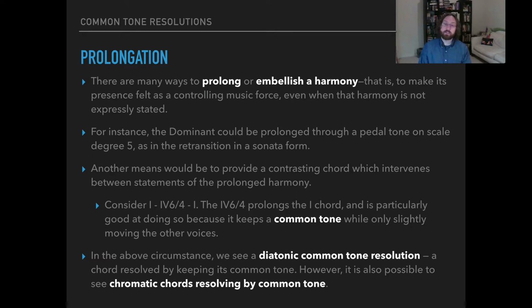Let's consider, for instance, the key of C major, and we'll go from a statement of a C major chord to a 4-6-4 chord and back to C major. This is particularly good at prolonging because we see that common tones are kept. C, E, G, C, F, A, then back to C, E, G. So we see a common tone being kept with the C's, and everything else is moving by step. That's a nice way of prolonging that C major harmony with a contrasting chord.